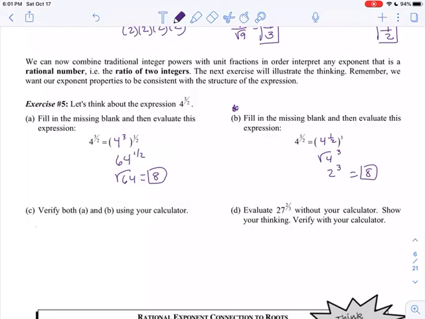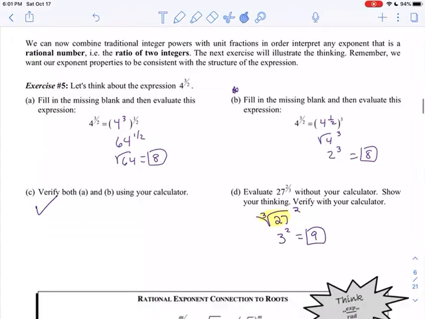And I want to evaluate 27 to the 2/3. Evaluate 27 to the 2/3 without your calculator, show your thinking. So this 3 is the root, just like before, and the 2 is the exponent. I do the root first because I'm working with smaller numbers. I don't want to square 27 and then take the cube root. That's a huge number. The cube root of 27 means what times what times what is 27? Well, that's easy. That's 3. And then 3 squared is 9. So I take the cube root of 27 first, and then I square it.